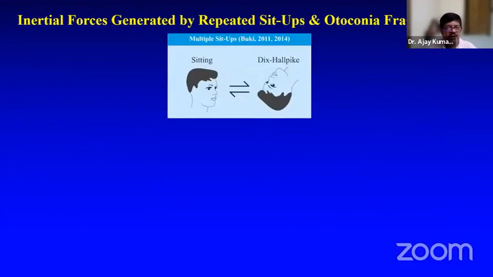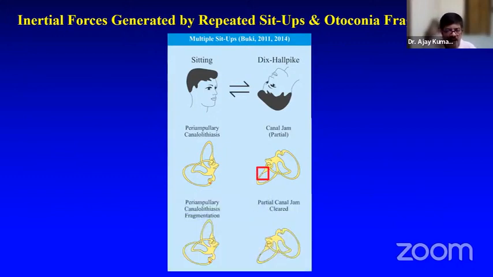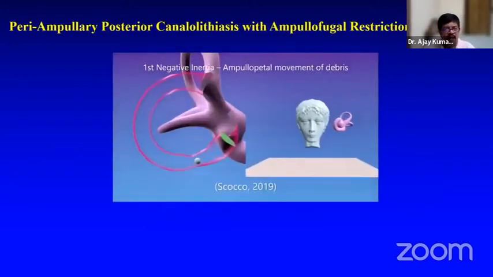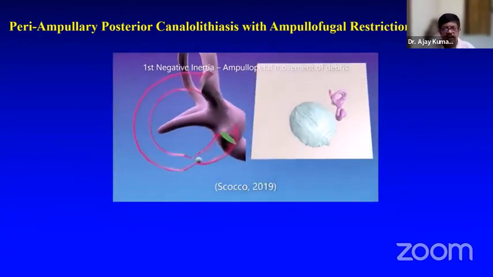So what did the initial maneuvers do? Possibly multiple sit-ups from the left Dix-Hallpike position fragmented the otoconial clot, which was facing a jam, either physiological or anatomical. The clot fragmented and it paved the way and resulted in the typical posterior semicircular canalolithiasis. This I have already shown in the video. First, with the negative inertia, there is an ampullopetal movement of the debris.